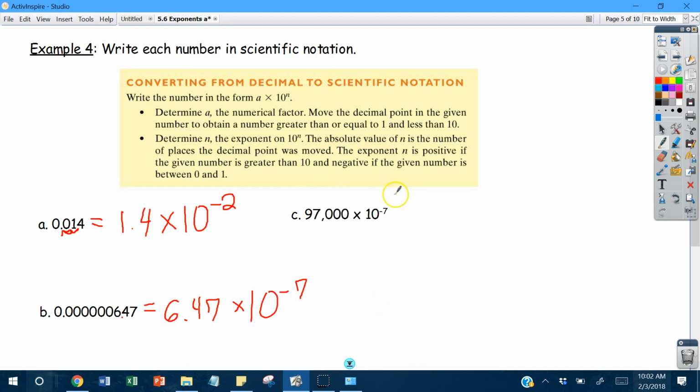C is a lot like C on the last slide. We have something that looks like it's in scientific notation already. However, this number is not between 1 and 10, so we need to tweak it. So let's take this and write that in scientific notation, and then remember we got to multiply by 10 to the negative 7. So this is like something on the last slide. We'll write it as 9.7 times 10 to the 4th.